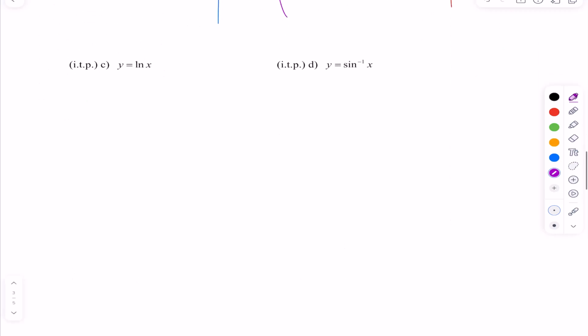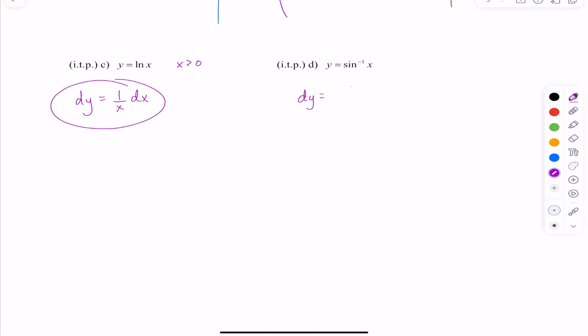Here are a couple more examples. These are relatively simple. These just require your basic rules of differentiation.